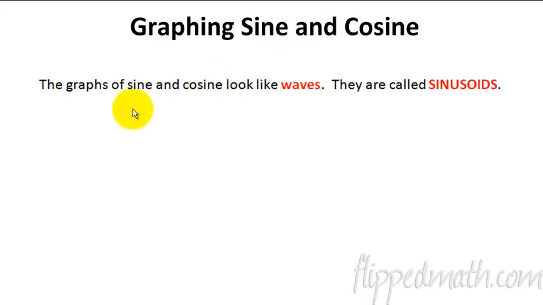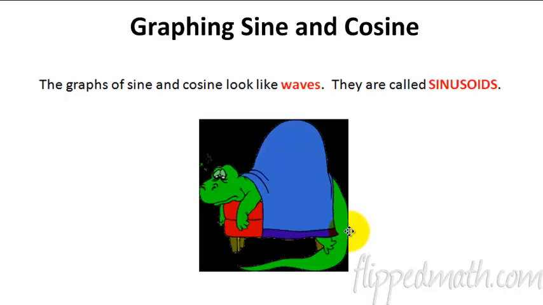Now, the graph of a sine and a cosine look like waves, and they have a special name. They're called sinusoids, and I remember that name because it's kind of like a sick dinosaur. You get it with a sinusoid?